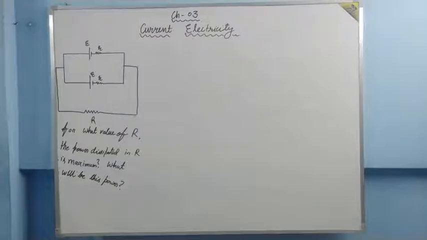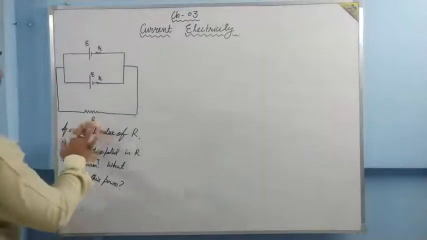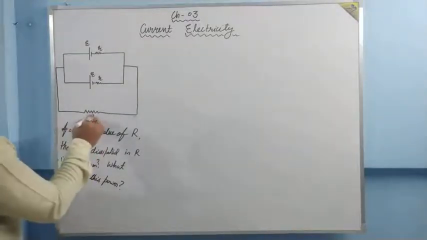This is your next question and the last question for the day. A parallel combination of two cells has been given. Both the cells are identical. Their EMF is E, and their internal resistance is R. This parallel combination is connected across an external resistance capital R. This is the circuit which has been given. The question is, for what value of capital R is the power dissipated in capital R maximum, and what will be this power? Okay, this is being asked.